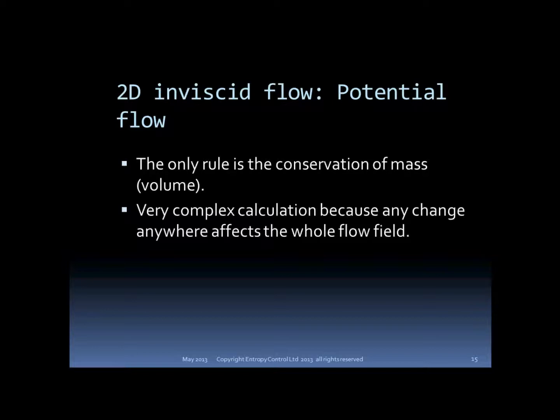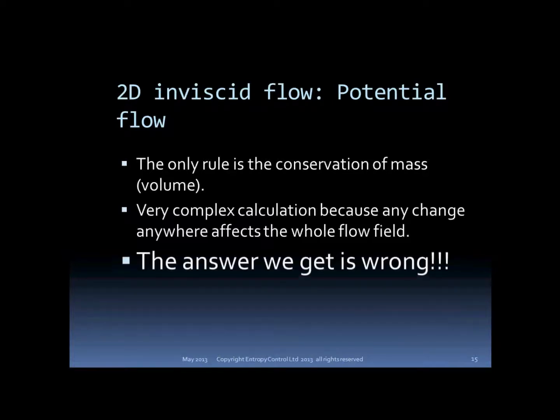Mapping the potential flow field is very complicated computationally because a change anywhere affects the whole flow field. It really took the advent of computers to be able to exploit potential flow analysis properly. And when you do it, what do you get? You get an answer which is completely ridiculous.